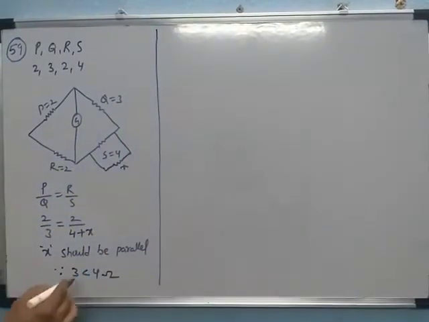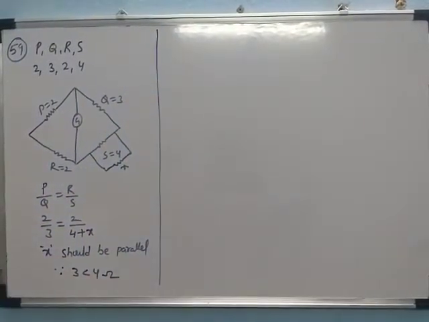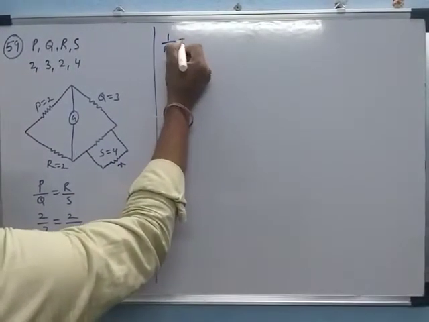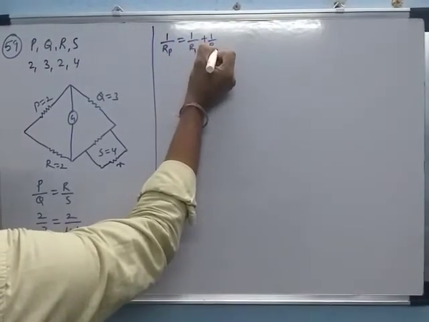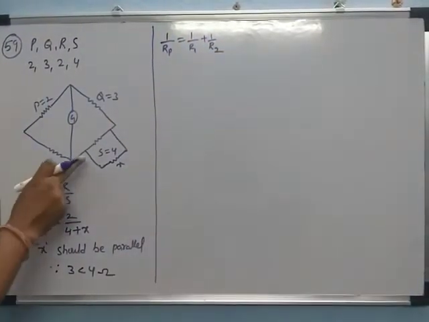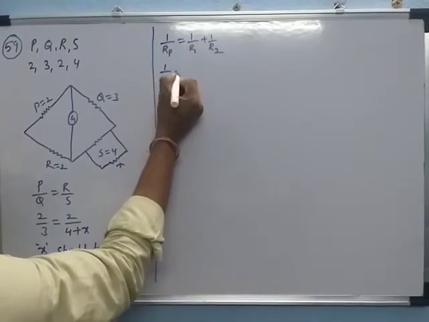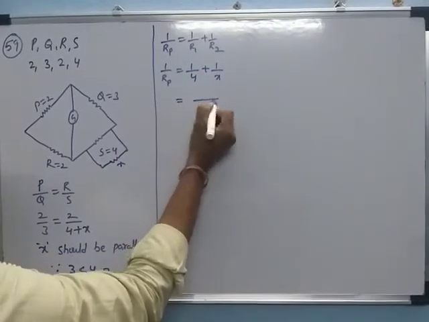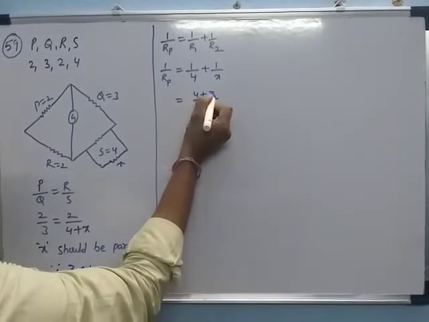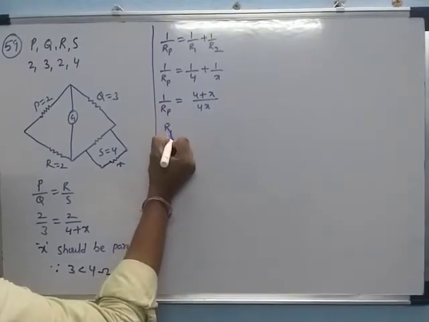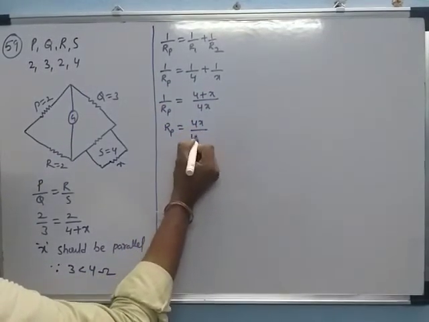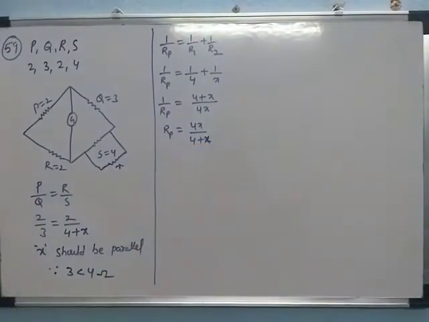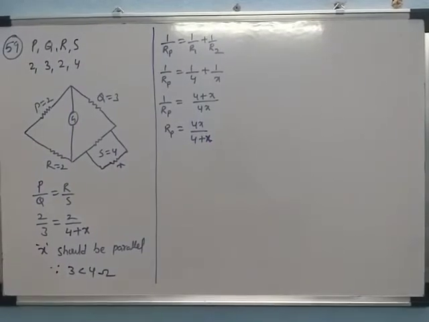When it's connected in parallel, what is the parallel combination? The resistance in parallel combination: 1 by Rp is equal to 1 by R1 plus 1 by R2. Here R1 is 4 and the other is X. Taking the LCM, 4 into X, (4 plus X) by 4X is equal to 1 by Rp. Then Rp is equal to 4X by 4 plus X.